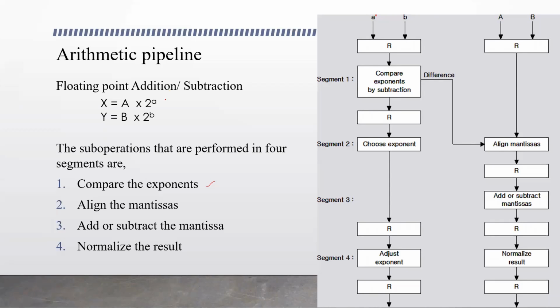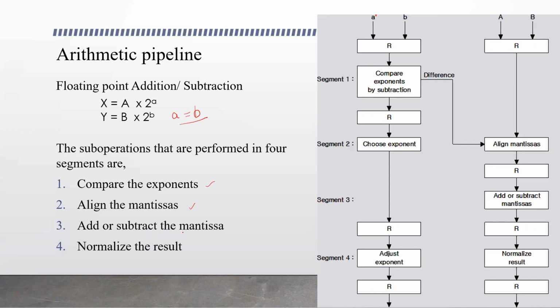Based on that, we choose one exponent, and the mantissa needs to be aligned to make the exponents equal. So the second sub-operation is aligning the mantissas, to make the exponents equal to perform this addition or subtraction. Compare the exponents, then align the mantissas.